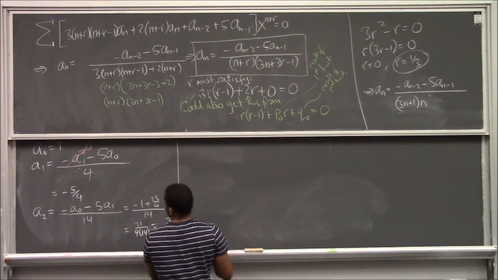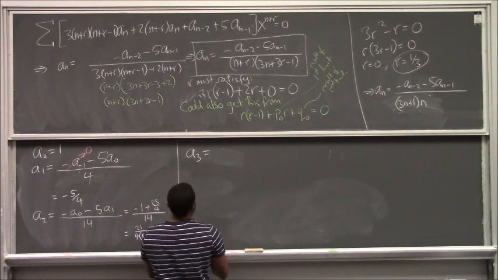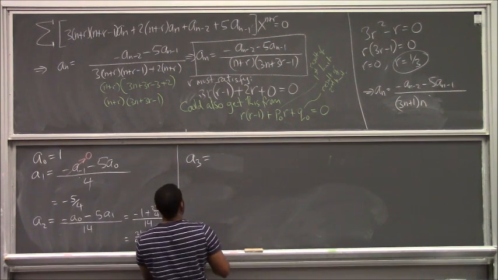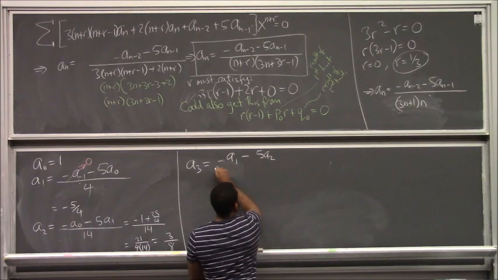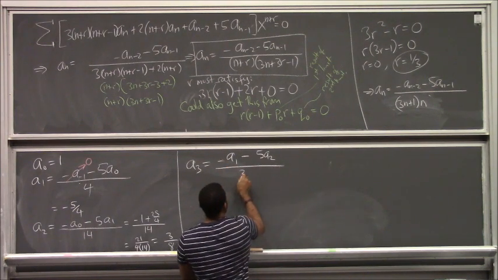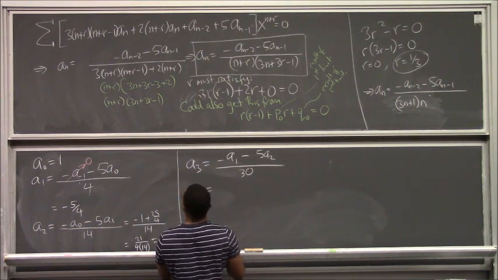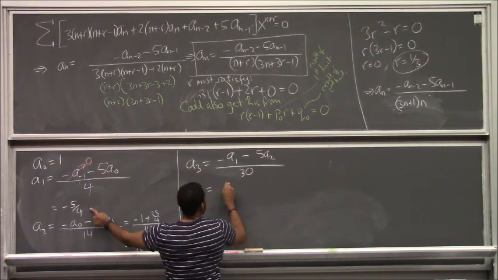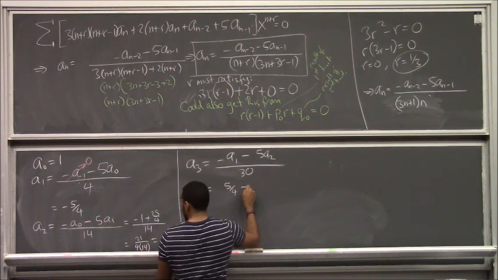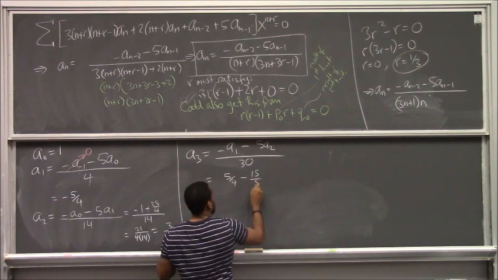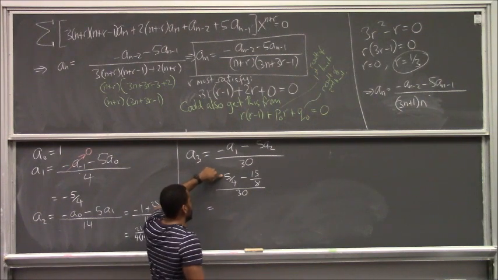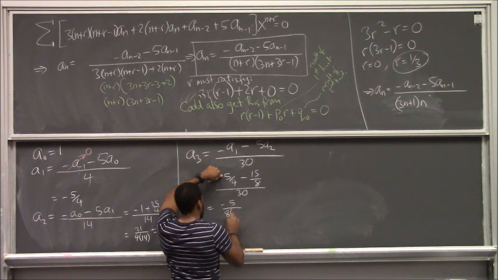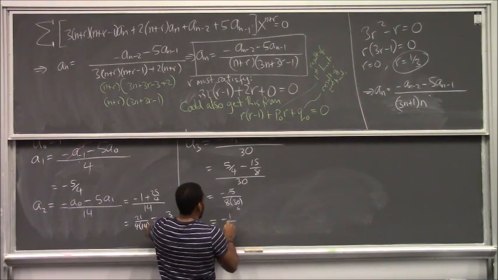a0, a1, a2, that's 3 terms, so we just need 1 more. a3: plugging in n equals 3, we get minus a1 minus 5a2 all over 30. Minus a1 is 5 over 4, and 5a2 is 15 over 8, over 30. So I can look at this as 10 over 8 minus 15 over 8, which is minus 5 over 8, times 1 over 30. 5 goes into 30 six times. So that's minus 1 over 48.